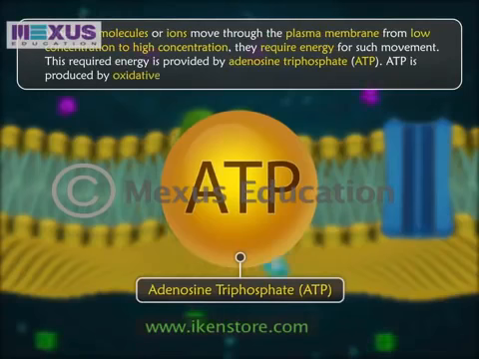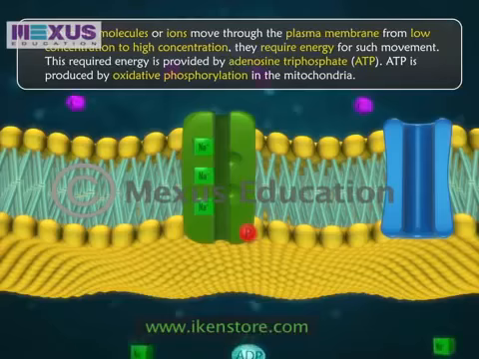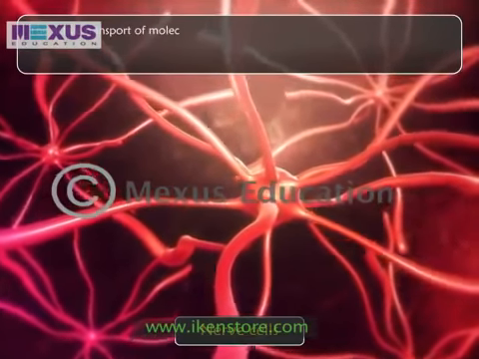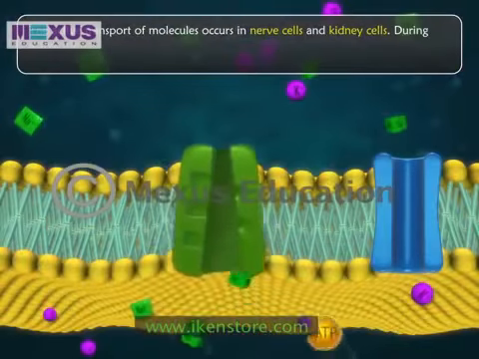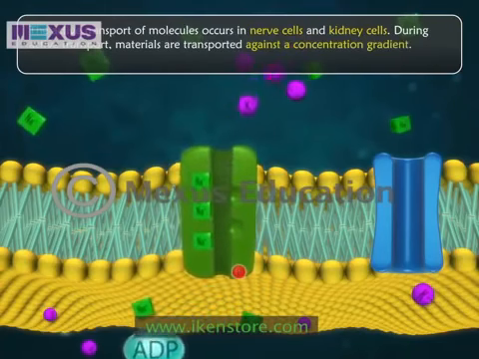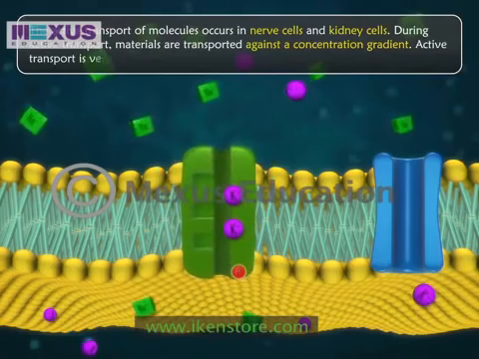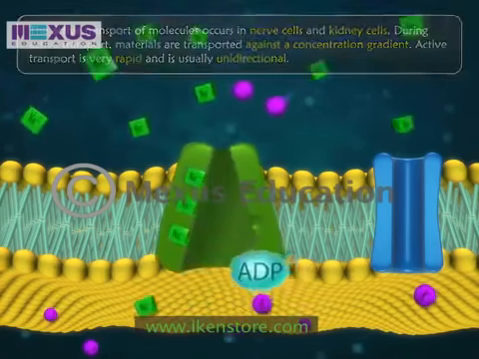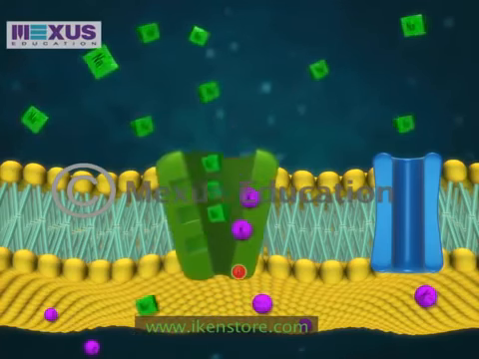ATP is produced by oxidative phosphorylation in the mitochondria. The active transport of molecules occurs in nerve cells and kidney cells. During active transport, materials are transported against a concentration gradient. Active transport is very rapid and is usually unidirectional. It can be affected by cold, cyanide, and absence of oxygen.